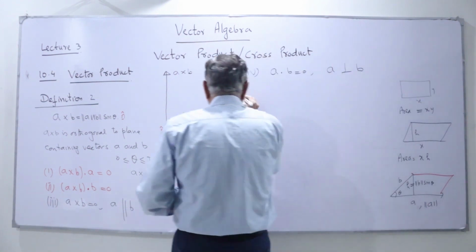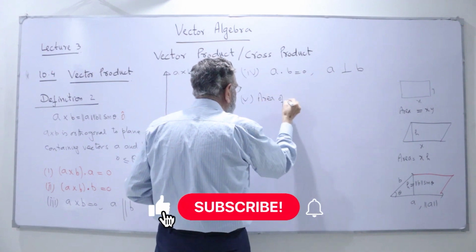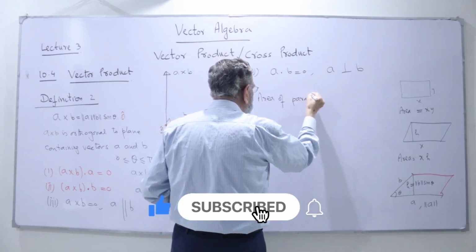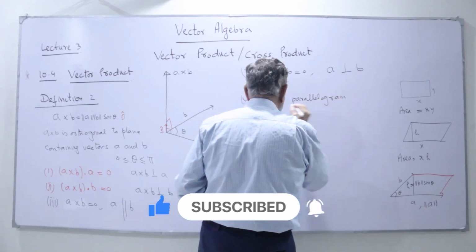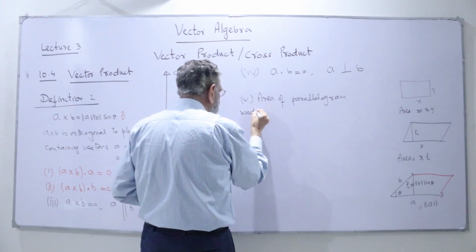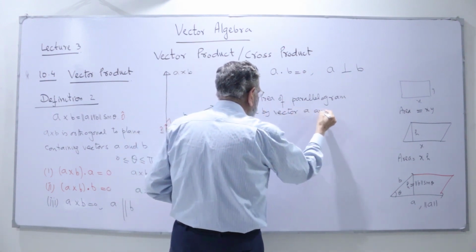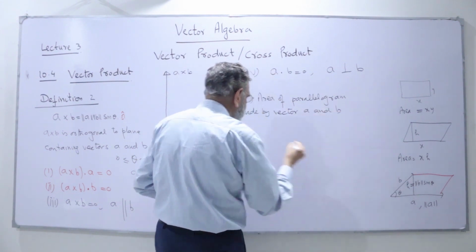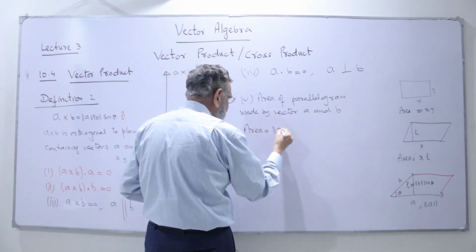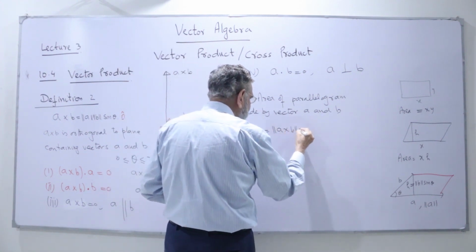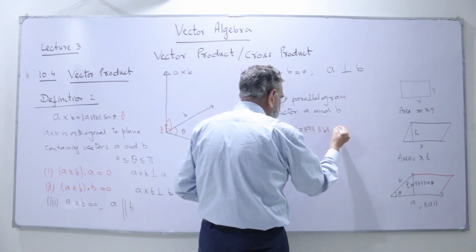So number 5, I can find here the area of the parallelogram made by vectors A and B. As I showed you here, the area is equal to the magnitude of A cross B, because I am having the magnitude of A into the magnitude of B into sine of theta.